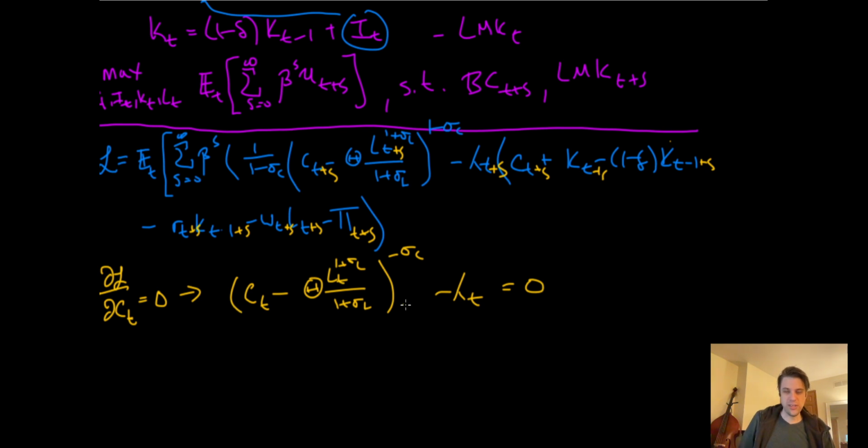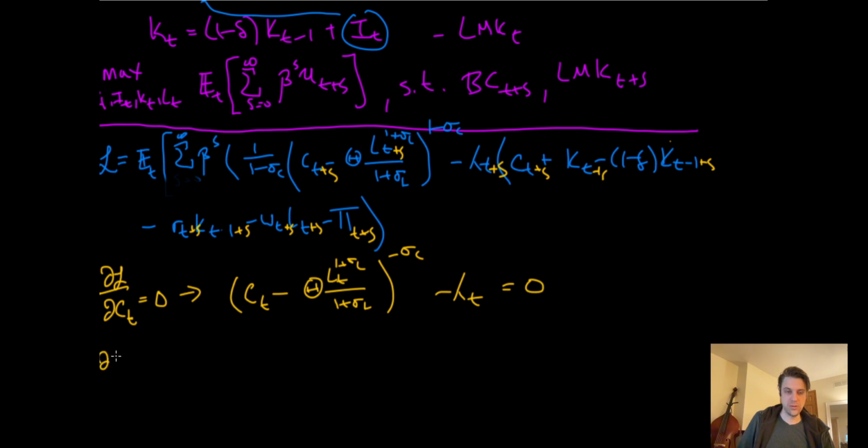And right away, we can see that in the Lagrange multiplier, we're going to have LT. So here's a big difference. Remember, with the CRRA, we got that lambda t was equal to CT to the minus sigma c. So there was no labor inside of the shadow price of utility, but here there is. Okay.